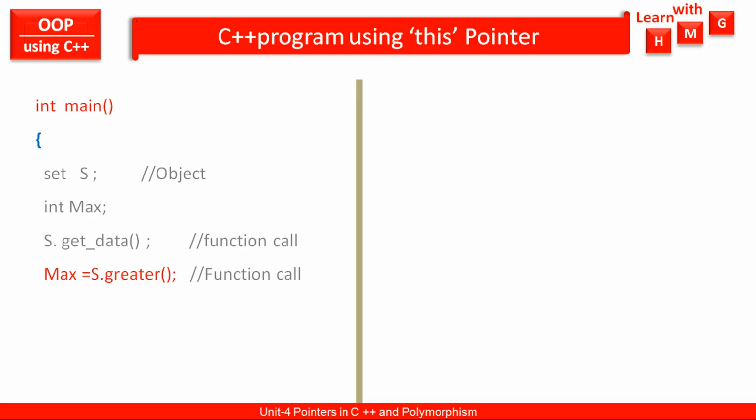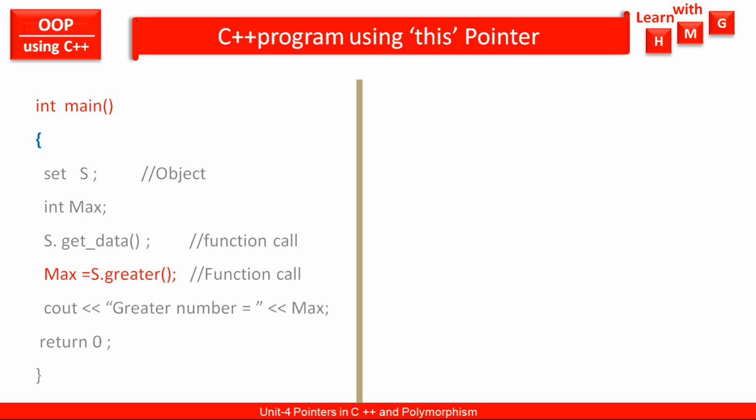Then the greater function is called by the calling object S and the dot operator: S dot greater. So here S is acting as a calling object and it is calling the greater function, and this function call will return one integer value that will be stored in the variable max. So our result is available in the max variable. Let us display it: cout greater number is equal to max, return 0, and end of the function. So the main function is over.